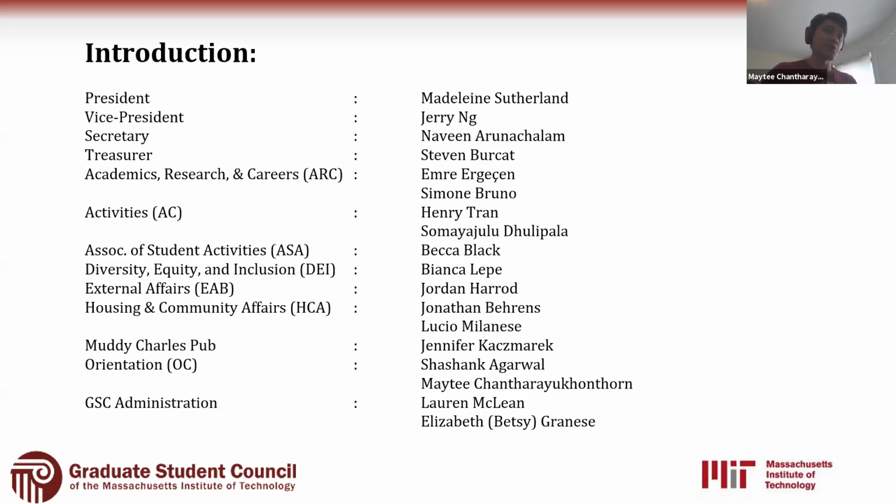The External Affairs Board, which, like it says, deals with interacting with GSC and local and national government. So how do we externally advocate for our goals in an actual governmental setting? Housing and community affairs, again, also fairly important in the current times. The Muddy Charles Pub, which is a student-run pub on campus. That's pretty neat. Jennifer will talk about that.